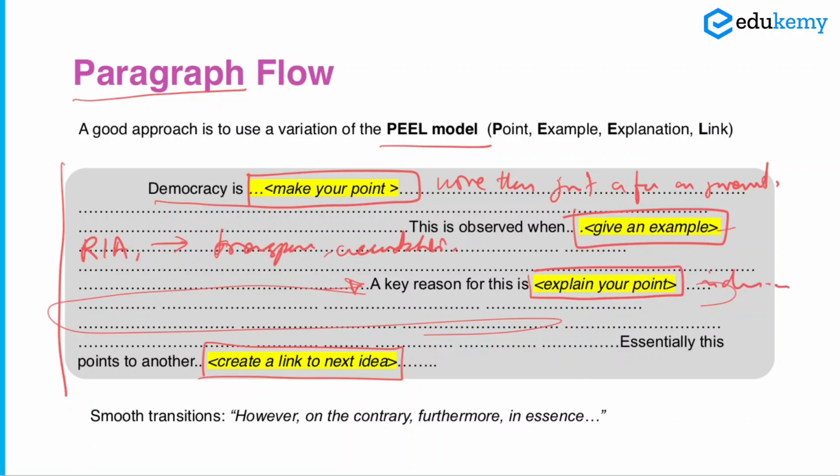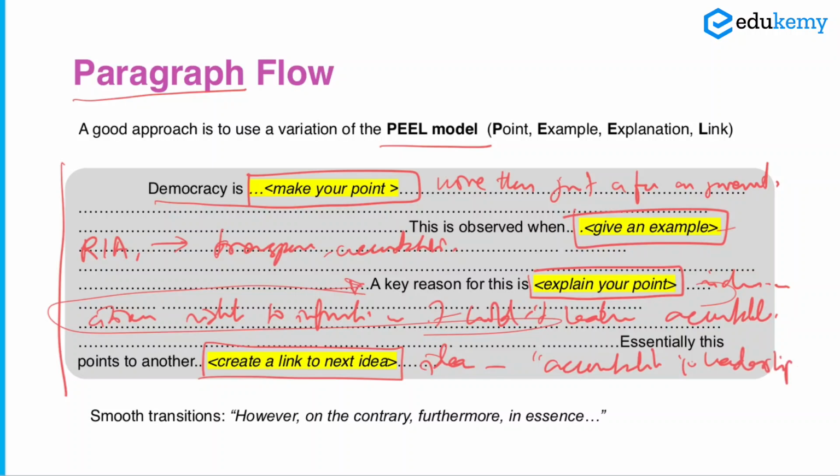Okay, now you can say that a key reason for this is that in democracy, it is believed that every citizen should have rights to information, and it holds its leadership accountable, right? Something like this. And you can then say, essentially this points to another idea that I want to elaborate, which is accountability in leadership. So, from democracy, we went to accountability in leadership.